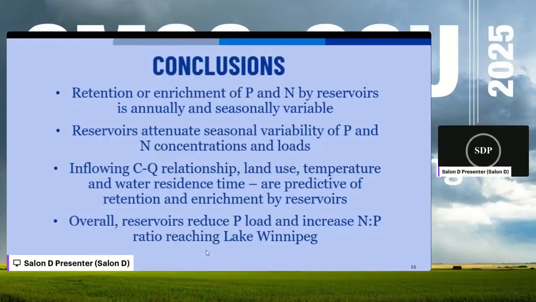So, a quick summary before I let you ask questions. Retention or enrichment of phosphorus and nitrogen by reservoirs is annually and seasonally variable. Reservoirs attenuate seasonal variability of phosphorus and nitrogen concentrations and loads, and the inflowing CQ relationship, land use, temperature, and water residence time have potential to be predictive factors of retention or enrichment in the reservoirs. Overall, reservoirs are reducing the phosphorus and increasing the nitrogen to phosphorus ratios that are reaching Lake Winnipeg.